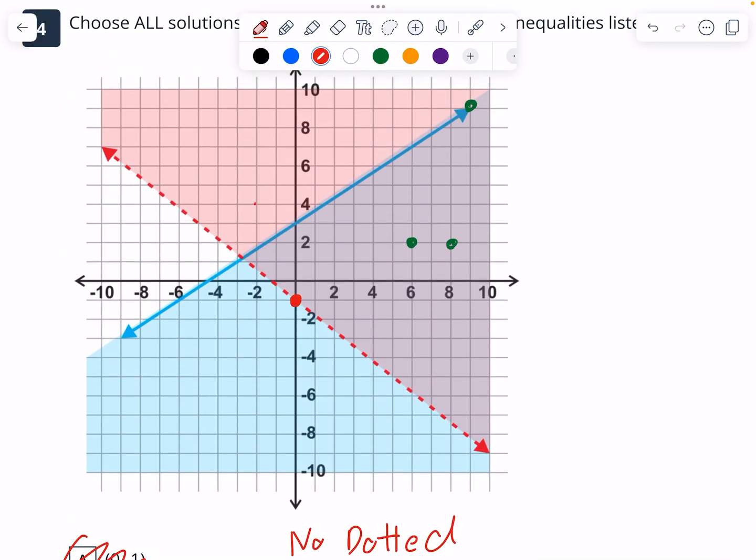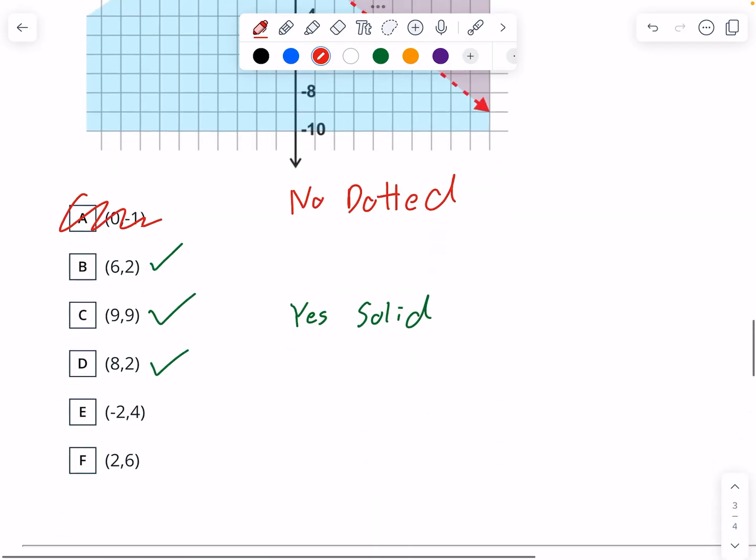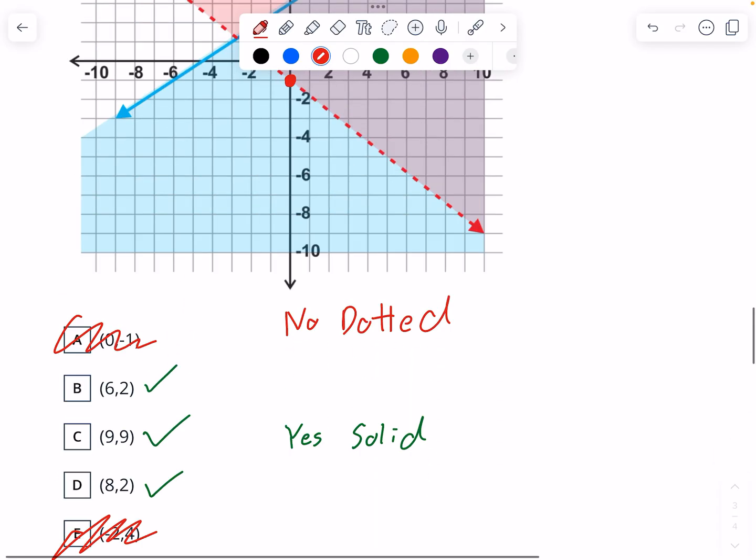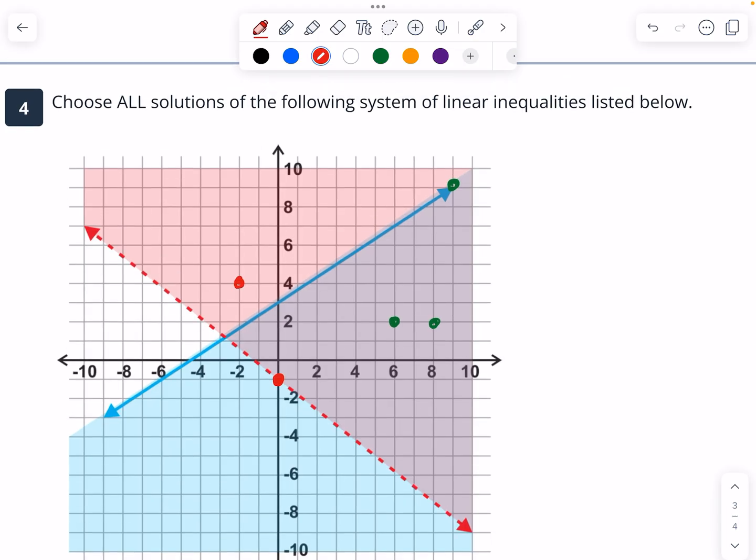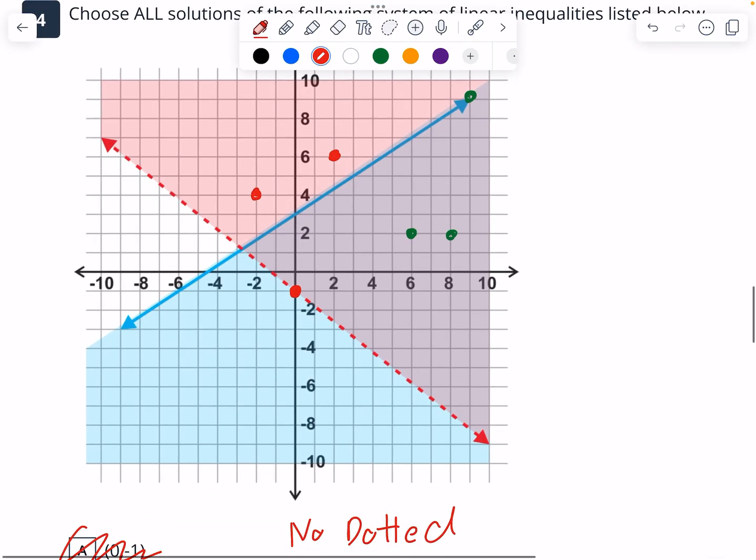(-2, 4) is up here in this red area. No good. Okay. Our last one that it gives us is (2, 6). (2, 6) would be right here. That is no good either.